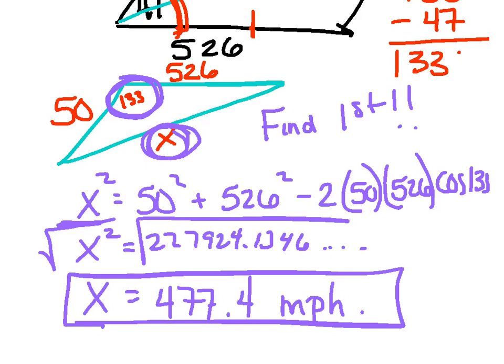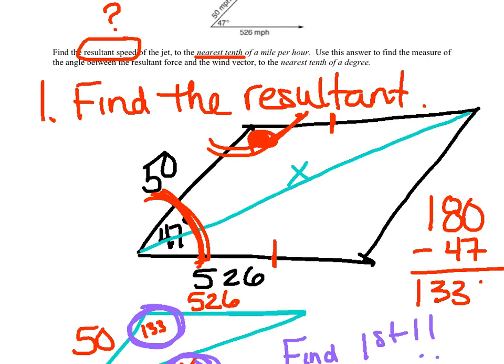Now there was a second piece to this equation, so let's go back and read the question. The second part says, use this answer that you just found to find the measure of the angle between the resultant force and the wind vector. So the resultant force and the wind vector.